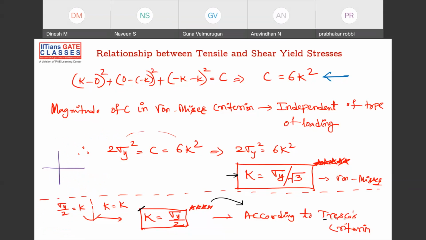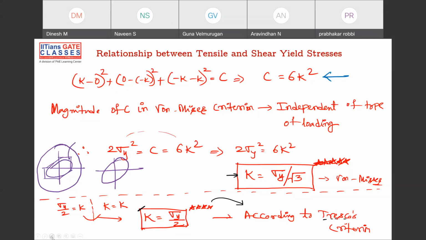So again I draw the diagram. This is for Tresca, and for von Mises it is like this. Okay. So actually Tresca is having more factor of safety. Why? Because if you're drawing like this, if you're taking some point here, according to Tresca, it is safe.